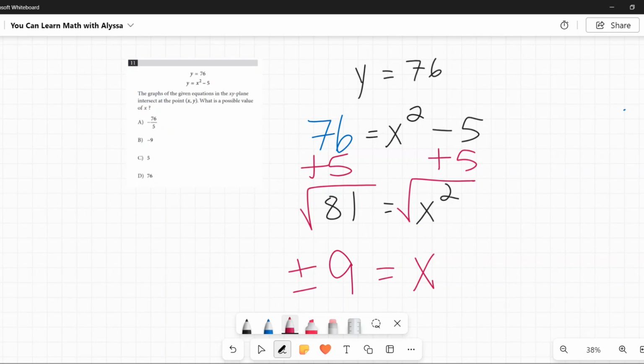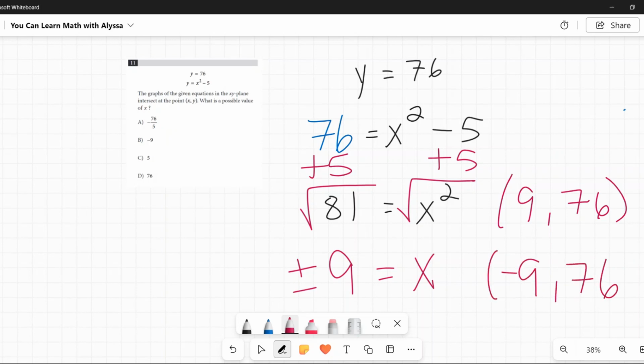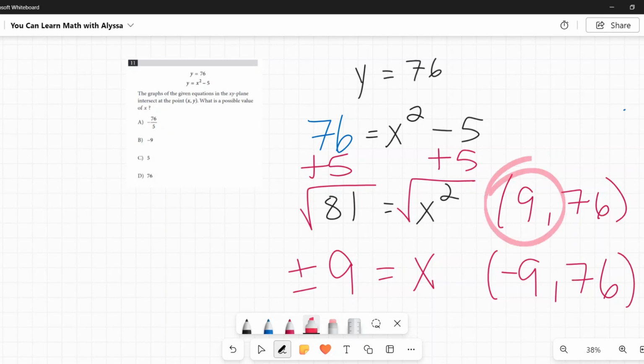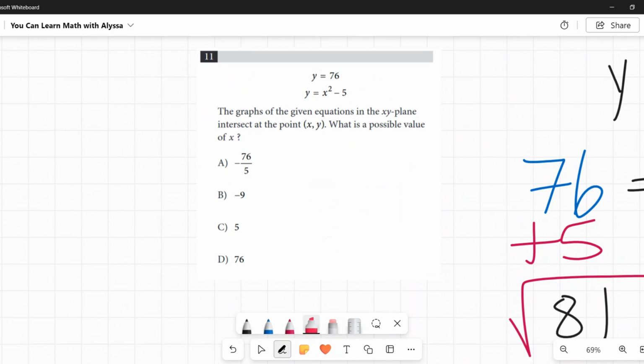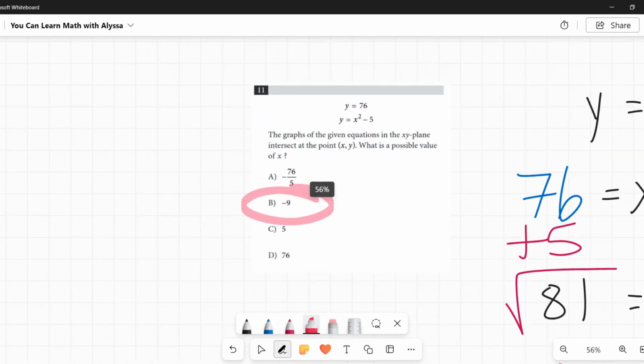Since y is always 76, one of those points is going to be (9, 76), that point of intersection, and the other one will be (-9, 76). And they want to know just what's a possible x. That's why they use the word possible, because there's 2 x's it could be. And we have our 2 x's here of 9 and -9. So let's look at our answers. And sure enough, there's B, -9. That is our answer.